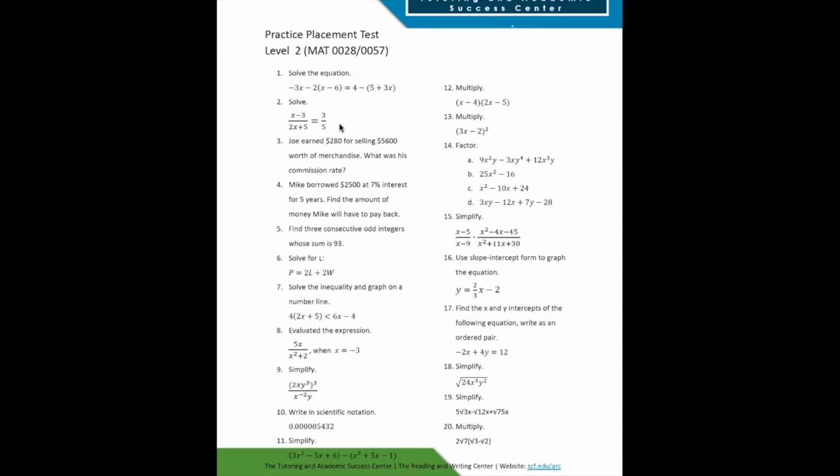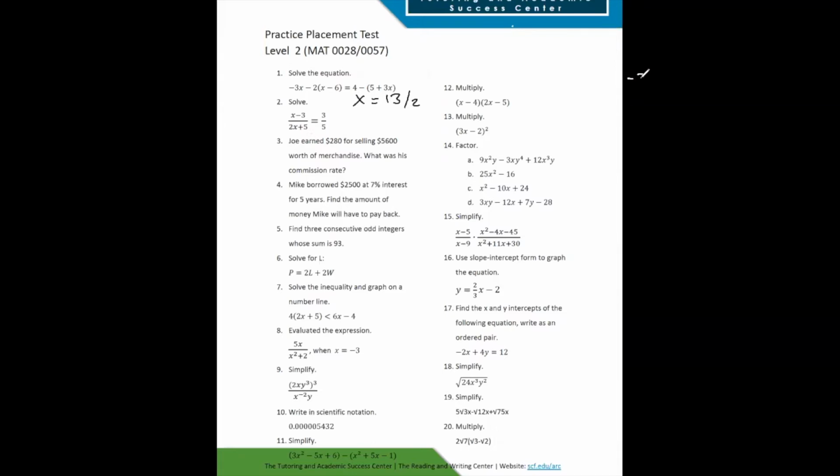Number 1 says solve the equation negative 3x minus 2 in parentheses x minus 6 equals 4 minus 5 plus 3x. The correct answer for this would be 13 halves. So x equals 13 over 2. Let's see how we got that.